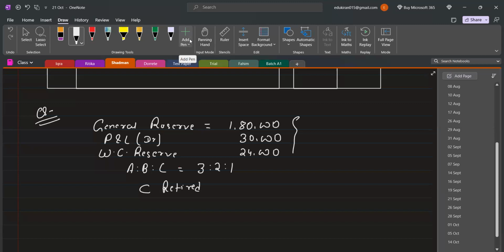So you have distributed the profit and loss debit balance between partners, but you have not distributed general reserve and workman compensation reserve. Where is the distribution? You have just written partners' capital on the credit side, 2,04,000. General reserve and workman compensation reserve total is 2,04,000. This amount will be distributed between A, B, and C in 3:2:1, and their names will be written on the credit side.